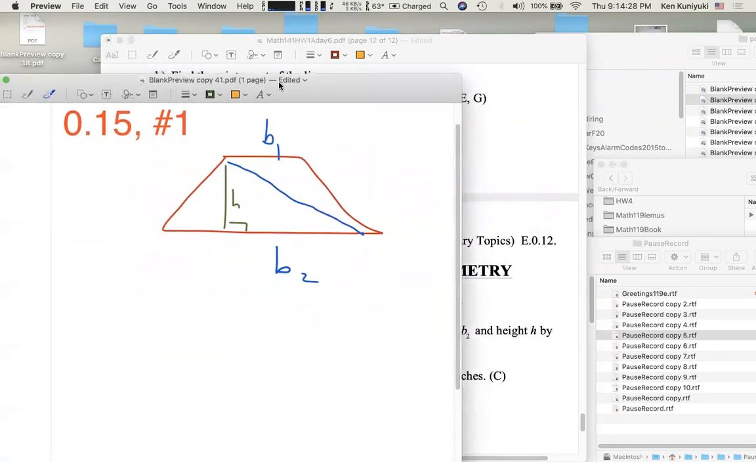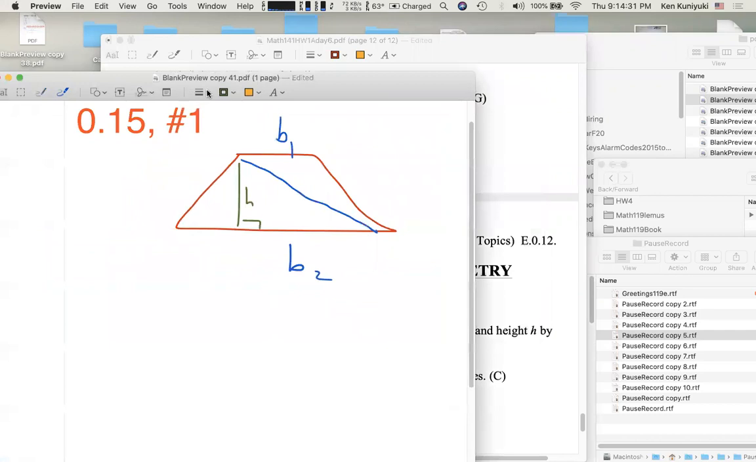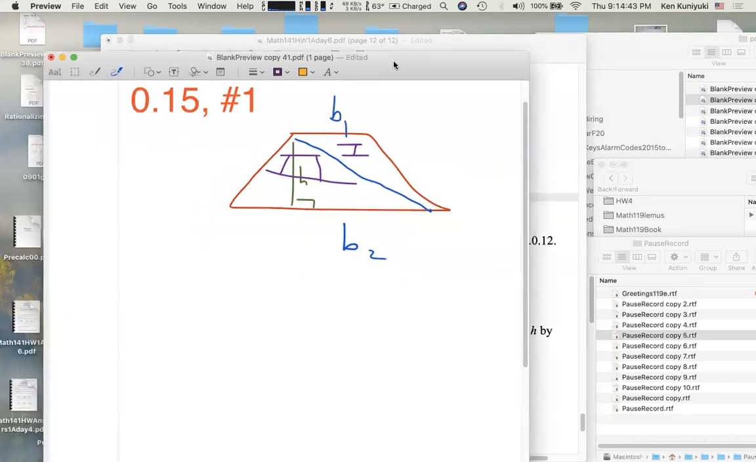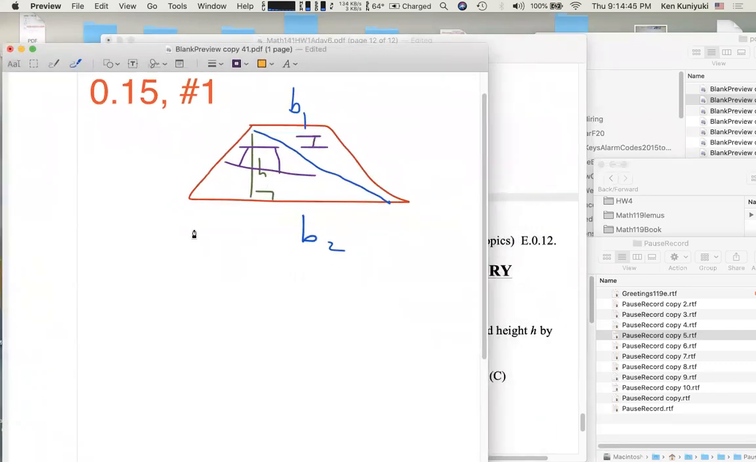All right, so here's the idea. In purple, here is area number 1. In purple, here is area number 2. All right, so the area of the trapezoid equals the sum of the two areas. Area equals, what's the area of triangle 1? 1/2 base times height. 1/2, its base is B sub 1. The height is H. In fact, it's the height for both triangles.